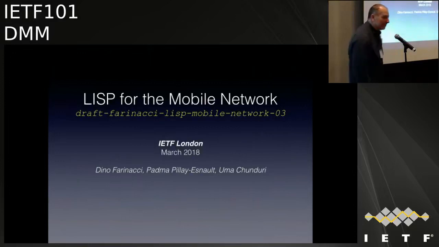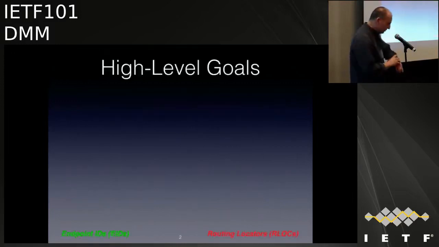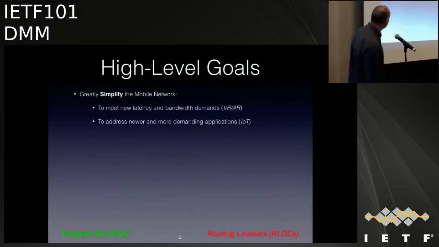So I'm going to talk about Lisp in the mobile network. We have kind of two forms of mobility in Lisp in the handset itself, which we're not talking about here. This is purely putting Lisp in the carrier network. So just some high-level goals. They're very high level. We really want to simplify the mobile network. We have new latency requirements. Some people say 1 millisecond for VR, AR applications. We want to address newer and more demanding applications like the size of the number of things we have to keep track of in the network.